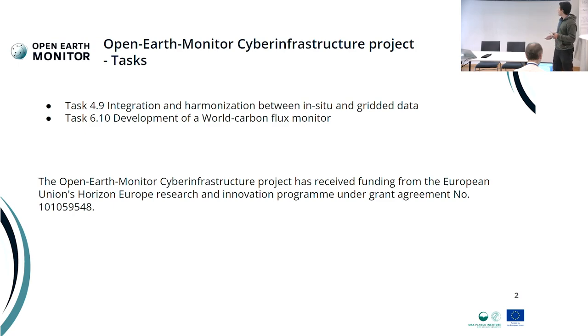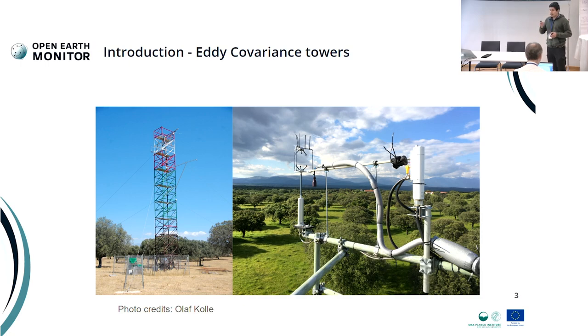So back to the basics, the eddy covariance towers measure the exchange of energy and matter between the biosphere and the atmosphere. Then, with this information, scientists can derive ecosystem fluxes such as gross primary production, that is the amount of carbon that is absorbed by plants through photosynthesis.